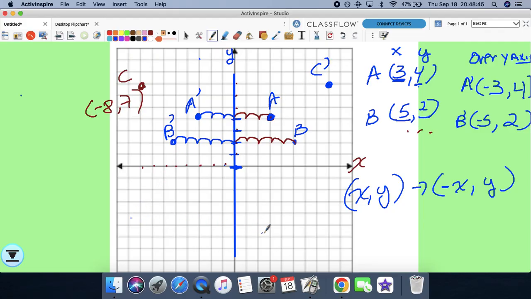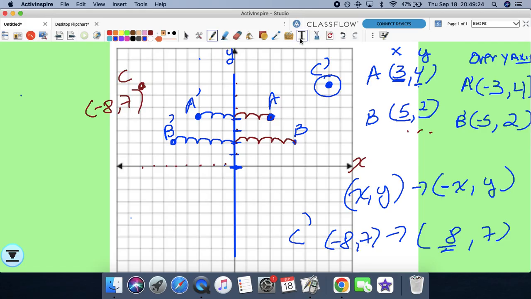But let's apply the rule. The original point is -8, 7. According to the rule, if we reflect this over the y-axis, the numbers stay the same. It's still 8 and 7. But what does this minus sign mean? That minus actually means to negate, to change whatever it is to its opposite. In this case, it was -8, and if we negate -8, what does it become? +8, which is this point right here, 8 to the right and 7, and that's point C prime.